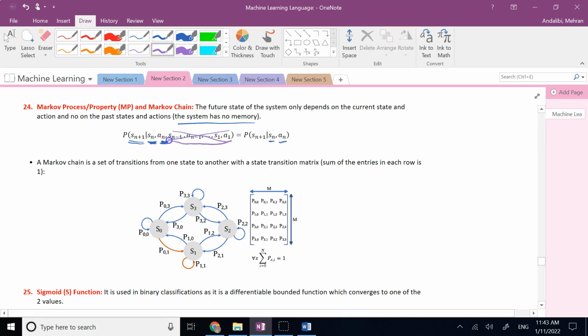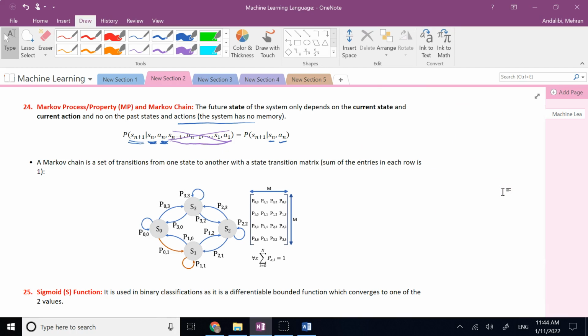Here, we do not care about any of these. Your future state, your future situation, repeat it one more time, only depends on what you do at the moment, where you are and what you do. Current state, current action. No dependence on the past. So that's why we call it no memory system. Okay? Not every system is like that. Correct? Some systems show such property, some systems don't.